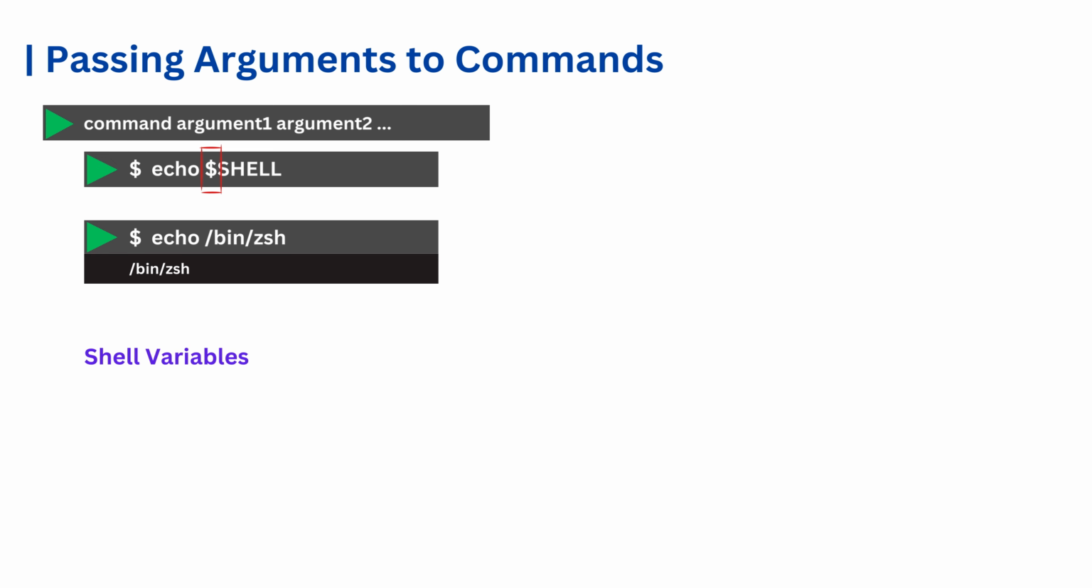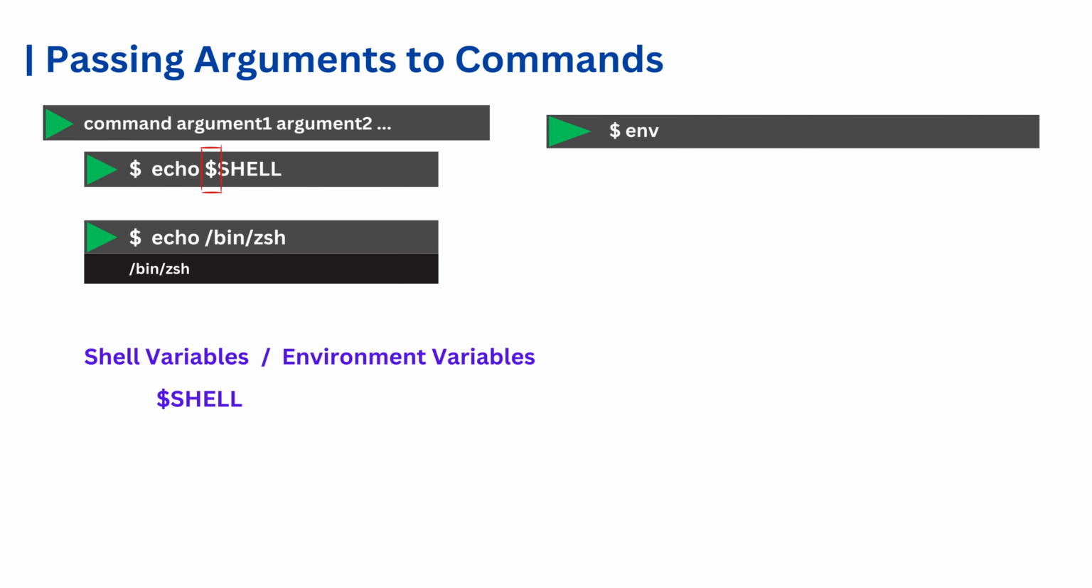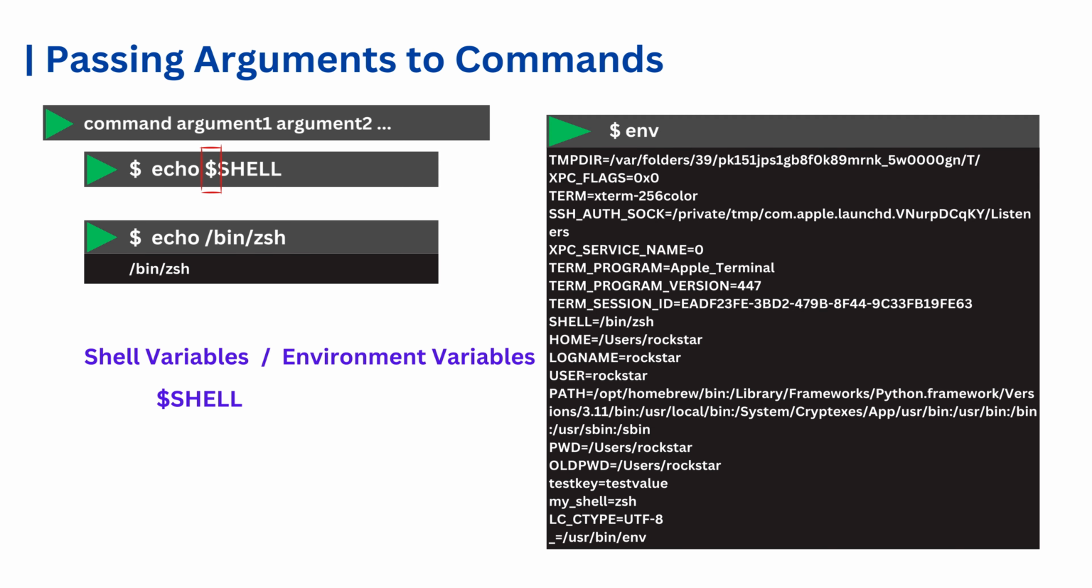Shell variables and environment variables. Shell variables like $shell contain information about the environment in which the shell operates. These are also called environment variables. While there are subtle differences between the two, they are often treated as the same. Environment variables store important settings, like the default shell, paths, and user information.